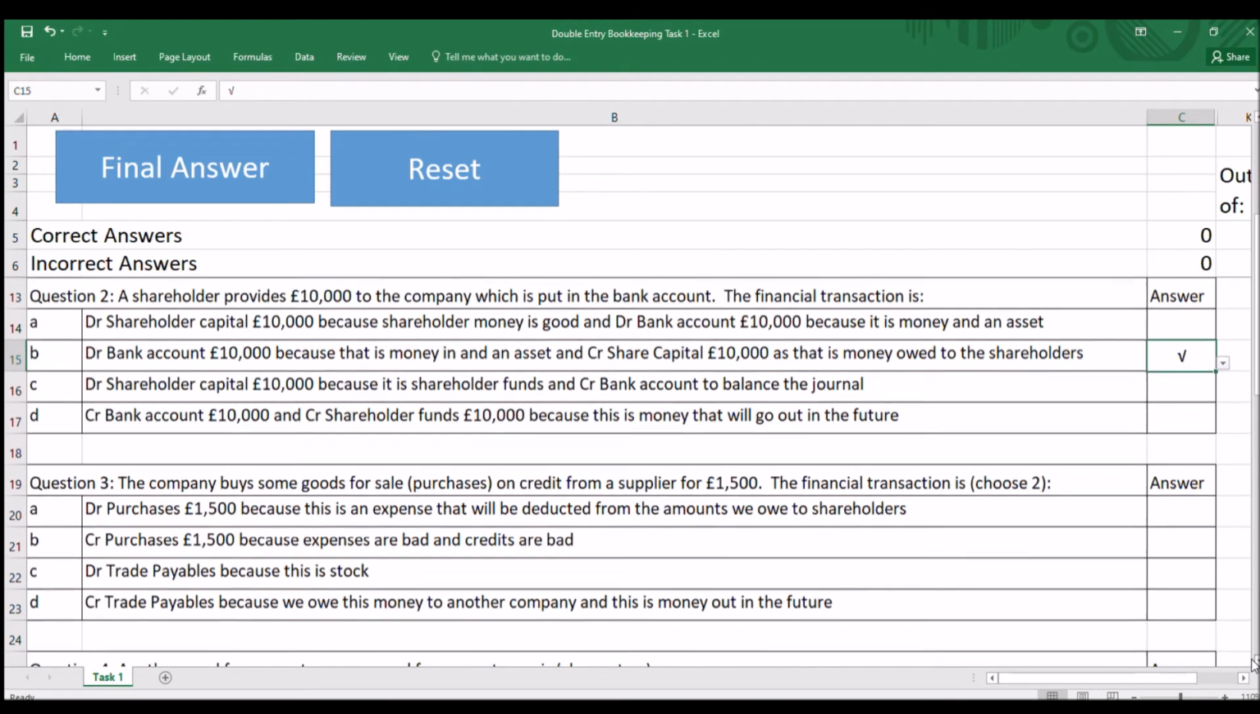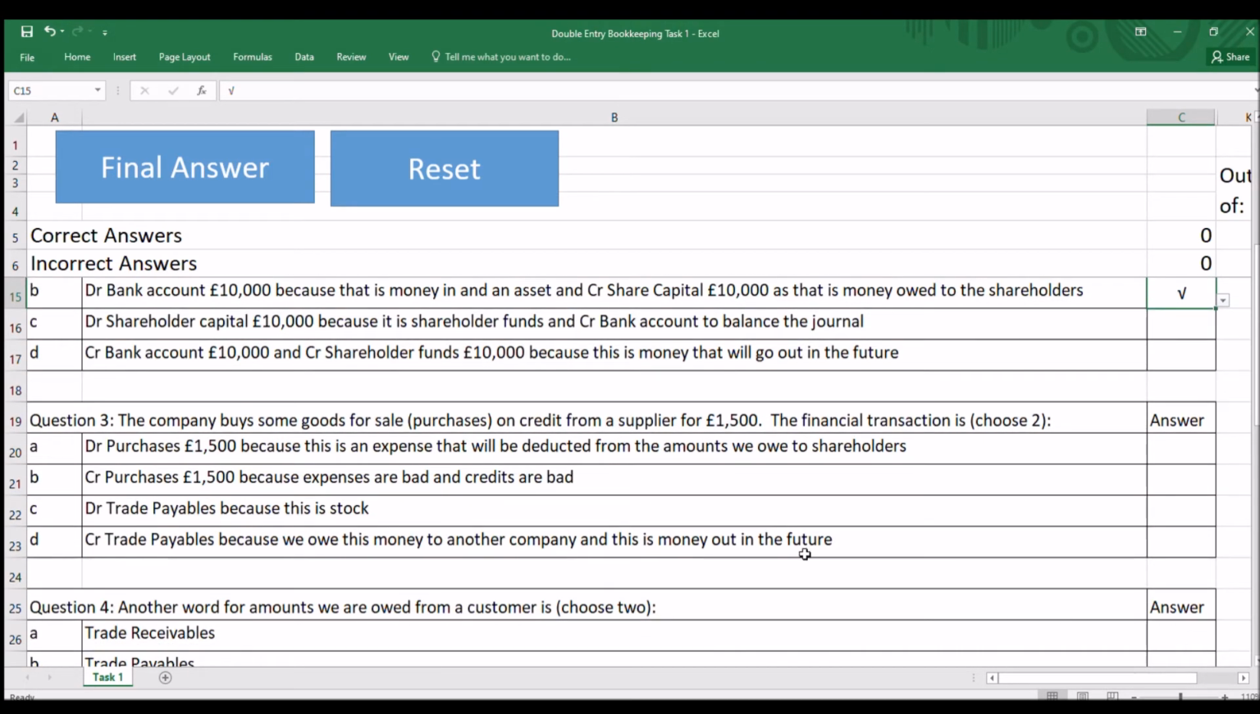Question 3. A company buys some goods for resale, purchases, on credit from a supplier for £1,500. What is the transaction? In this question, you should choose 2. So what are the debits and what are the credits?